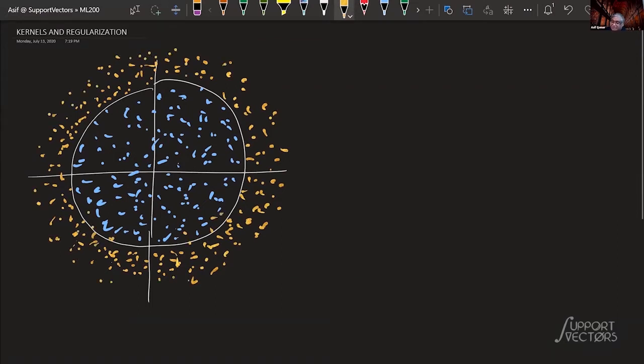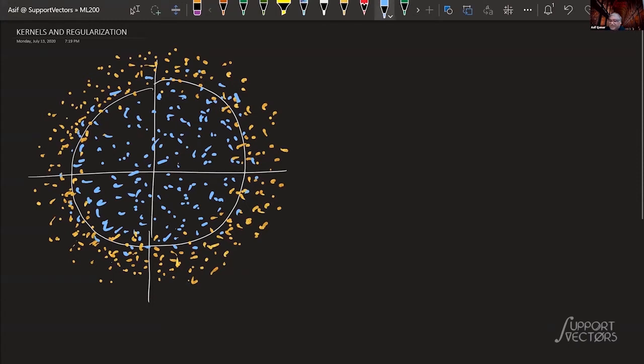Let me introduce some noise points here, to make it look more realistic. So assume the data is something like this. Are we together? And it's something like this. And a couple of points are outside too. So there we go. We have this data.